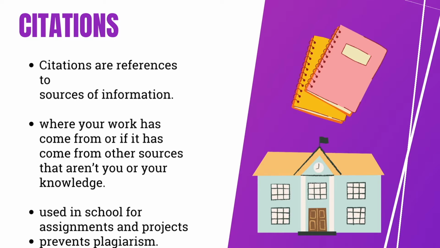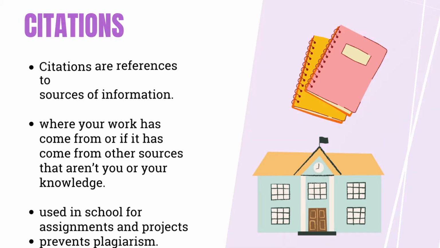Citations are references to sources of information. It's the way of telling readers of a certain material, like your project or something like that, where your work has come from, or if it has come from other sources that aren't you or your basic knowledge. Citations are often used in school for assignments and projects to let your teacher know what resources you used. This also helps to prevent you from plagiarizing, because if the work isn't your own information and you haven't cited where it's come from, that can be considered plagiarism.